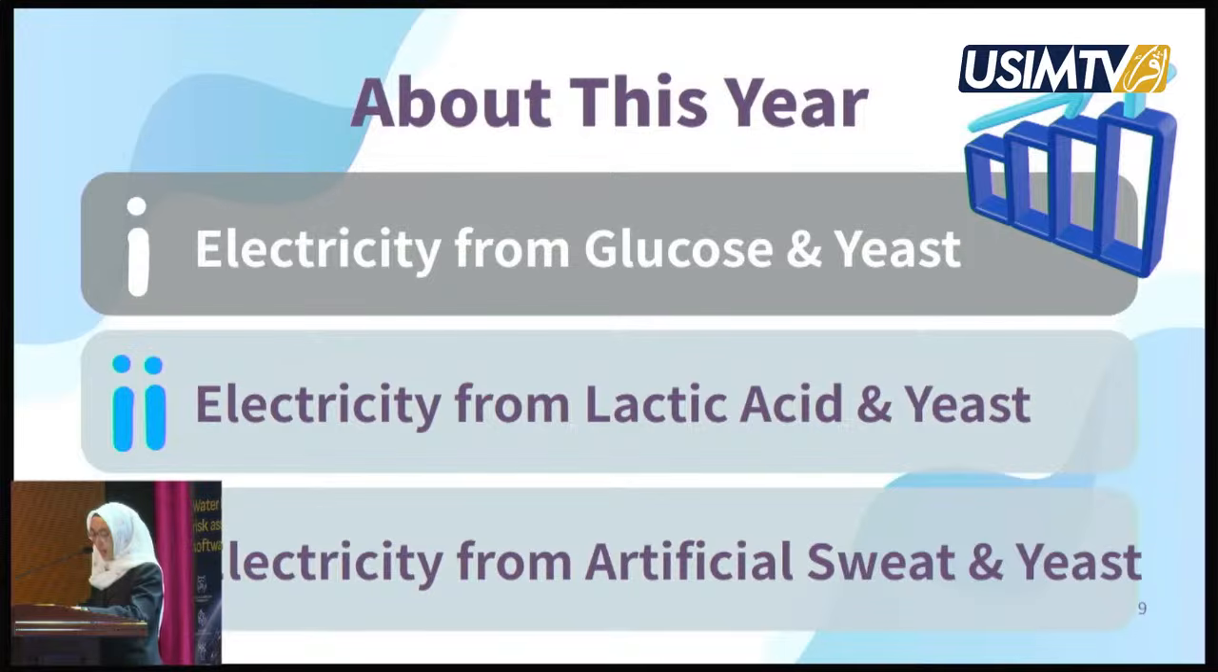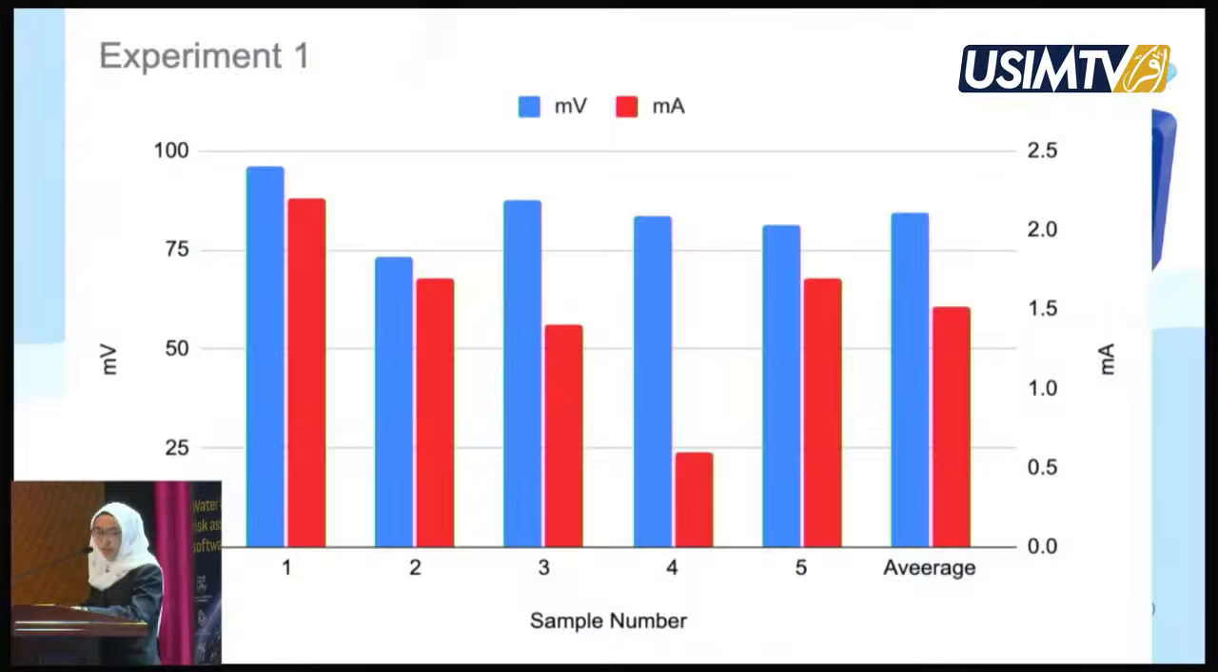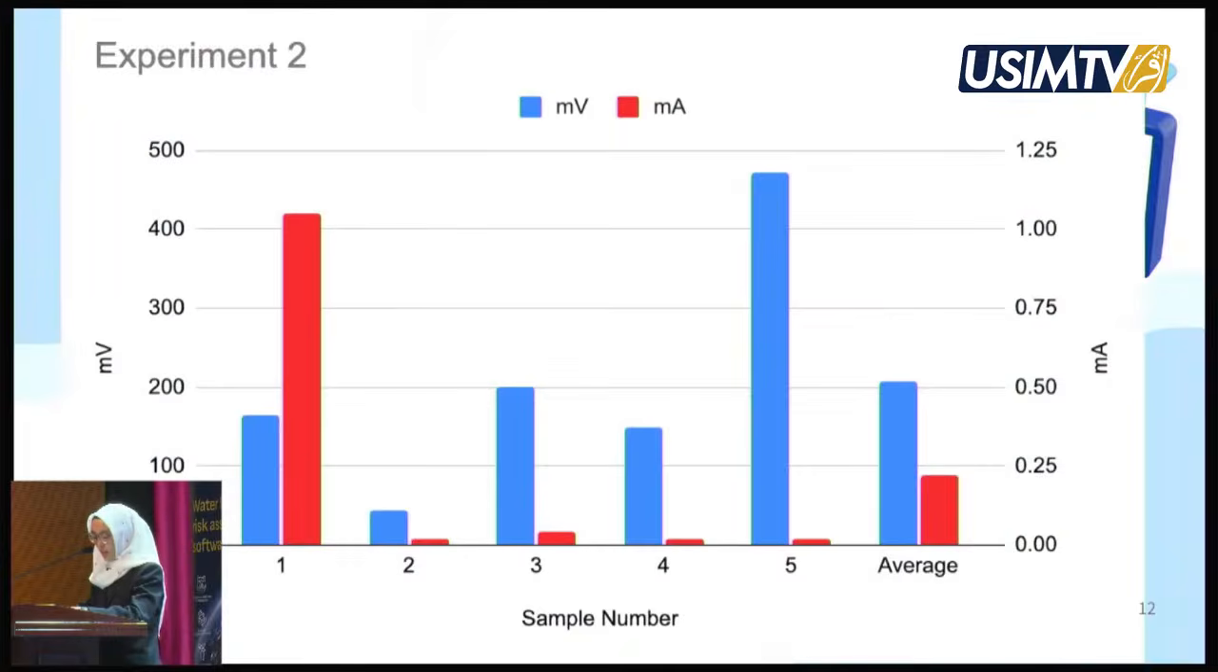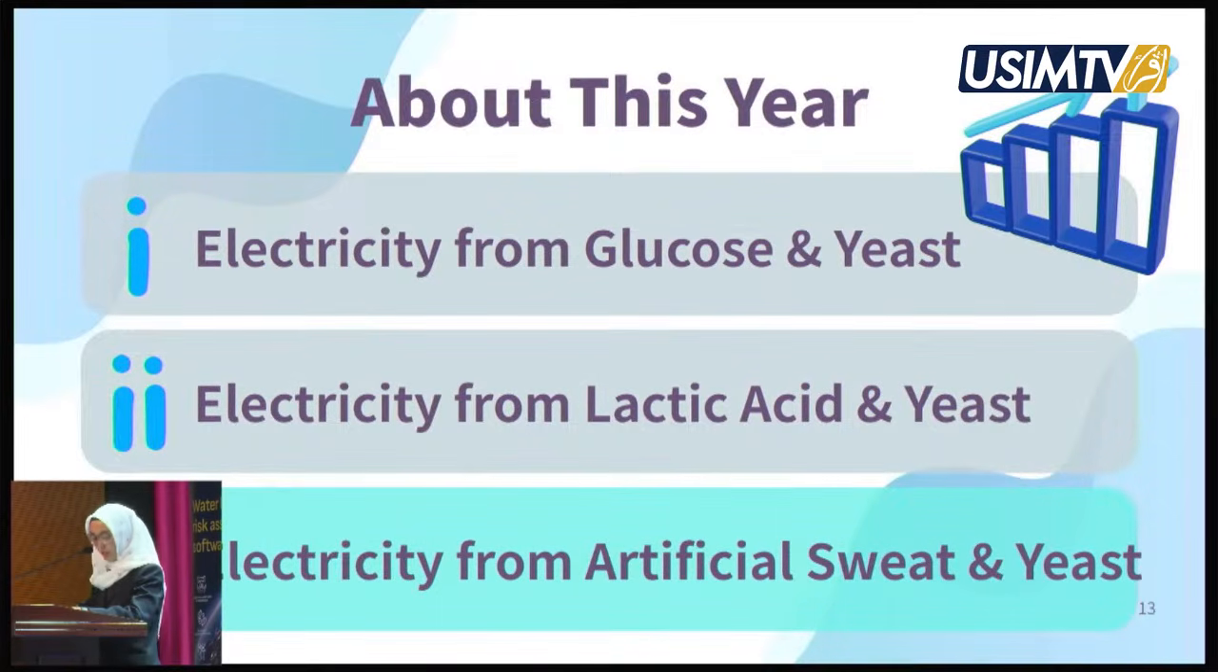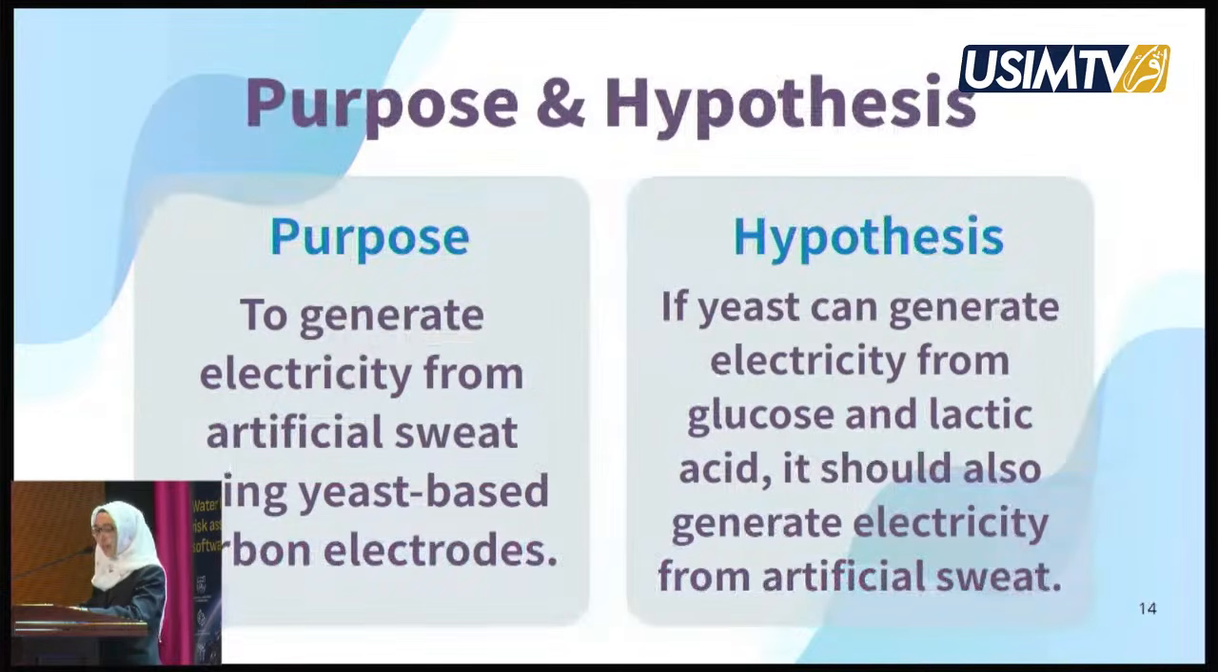So today I'll introduce the final experiment because it was closer to using real human sweat. So that's why it is the most important step. The purpose of this experiment was to generate electricity from artificial sweat using yeast-based carbon electrodes. I hypothesized that if yeast could generate electricity from glucose and lactic acid solution, it could also generate electricity from artificial sweat solution.